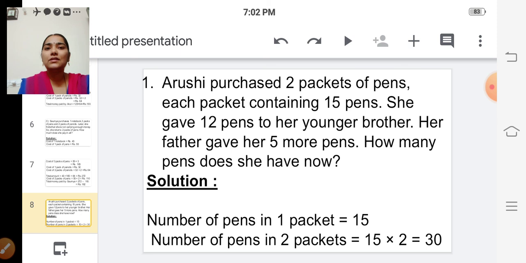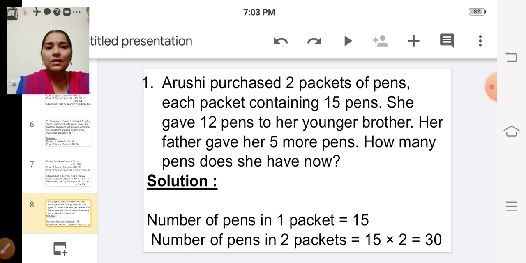So in the first step we have to find out the total number of pens in 2 packets. And in the second step we have to subtract these 12 pens from the total number of pens. And in the third step, in the last step, we have to add 5 pens to what we have got in step 2. So see the solution.